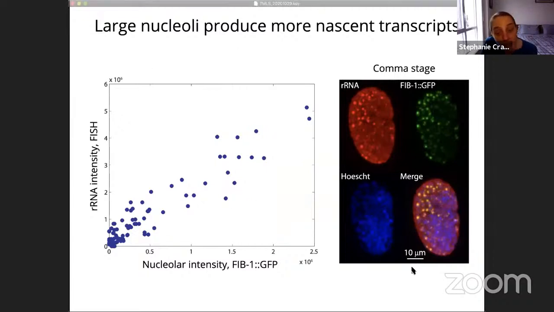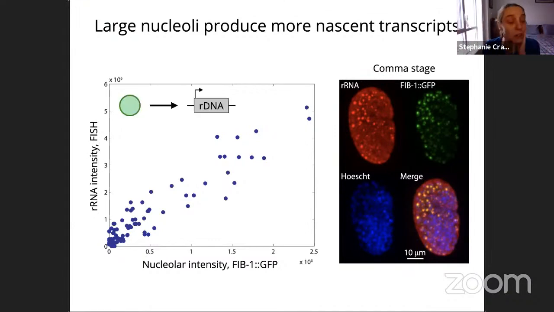Okay, so this is an example of a FISH experiment from an embryo at the comma stage. Comma isn't particularly important, other than the fact that the embryo at this stage has already started to differentiate. So you can actually see some cells and some tissues have much larger nucleoli and some have much smaller. This gives us a large dynamic range where we can look at the intensity of the protein, which is our proxy for organelle size, and then look at the intensity of the FISH signal, and we get a linear relationship. So this suggests that the size of the nucleolus directly correlates with the transcriptional activity.